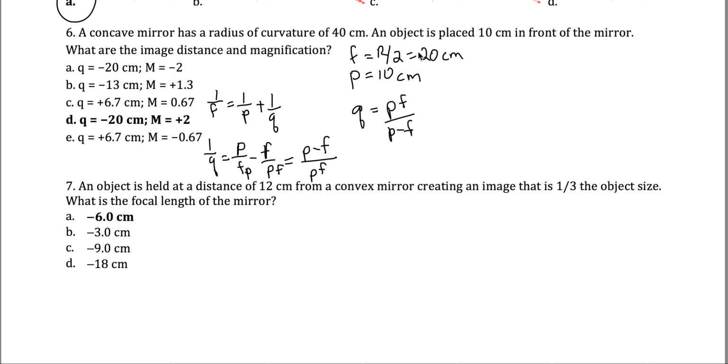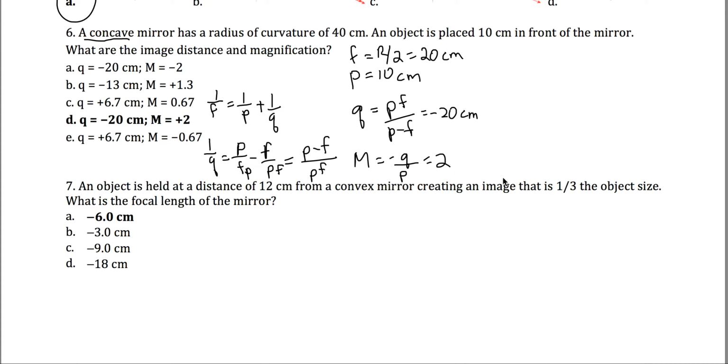And then we're going to plug in the 20 and the 10 into this equation, and we're going to get negative 20. Keep in mind that the focal length was indeed positive because it's a concave mirror. And then to find the magnification, we're going to do negative Q over P. The negatives will cancel out. You'll have 20 over 10, and you'll get 2.